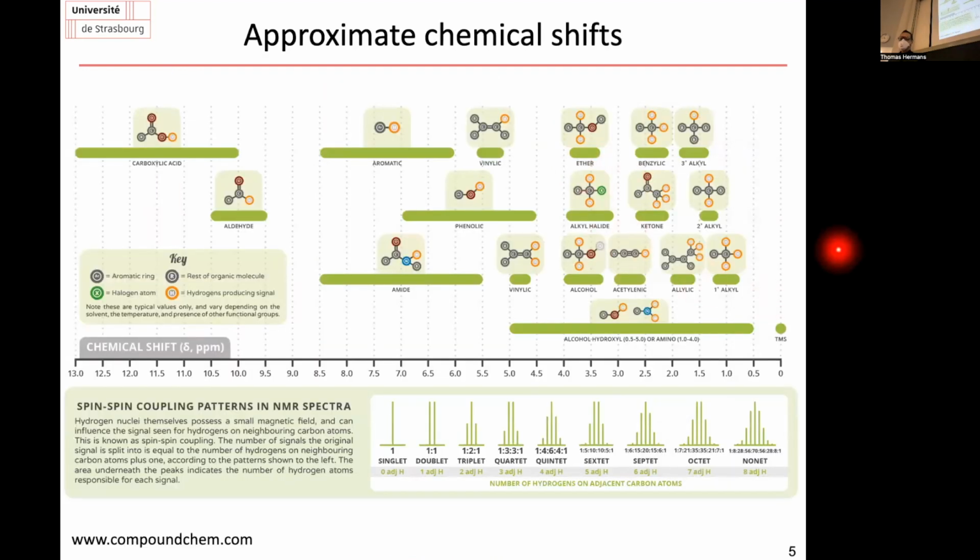So TMS, as I said in the last class, is set to 0. And we're measuring the difference in the shift between TMS and whatever compound, because I said last time that absolute frequencies are very difficult to measure in NMR. So we're always including TMS, and then in the software, you set TMS to 0, and then all the rest will work out.